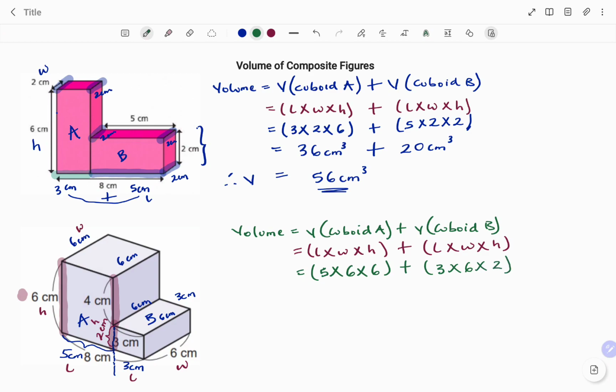5 times 6, that's 30. 30 times 6 will give me 180. My unit is in centimeters, so that will be centimeters cubed, plus my second cuboid that has dimensions 3 times 6 times 2, which will give me 18 times 2, that's 36 centimeters cubed. And if I add that together, my total volume will be 216 centimeters cubed.